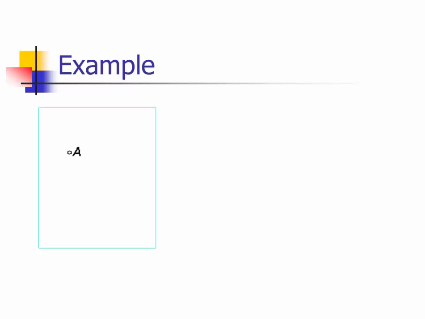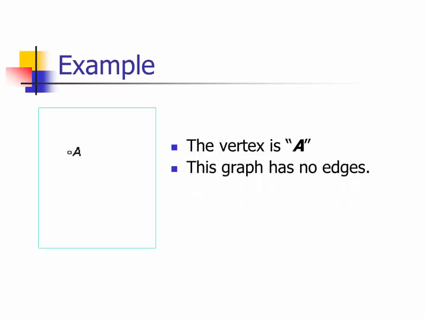Here's our first example, and our first example consists only of the vertex A. Notice that there are no edges, and this is perfectly acceptable. We can have vertices with no edges, but we cannot have any edges with no vertices. Any edge has to have a vertex on both ends.